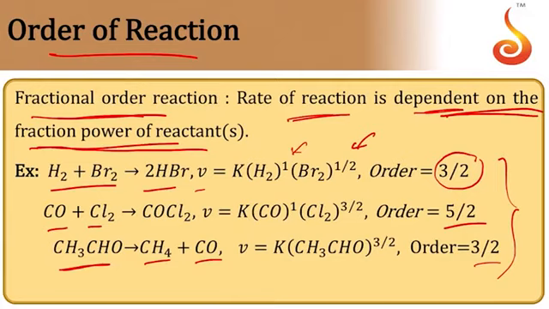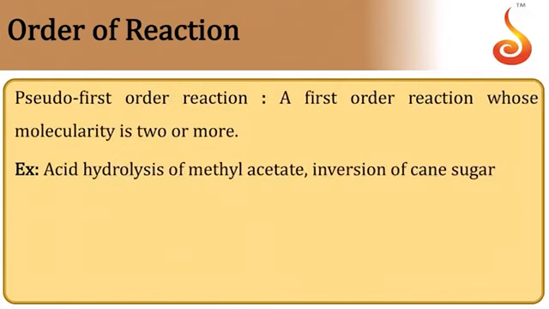Then comes the pseudo order reactions. Pseudo order reactions are the reactions whose actual order is different from that expected from the rate law itself. So for example, they can take first order reactions whose molecularity is 2 or more than 2.